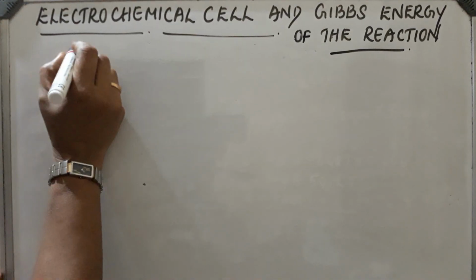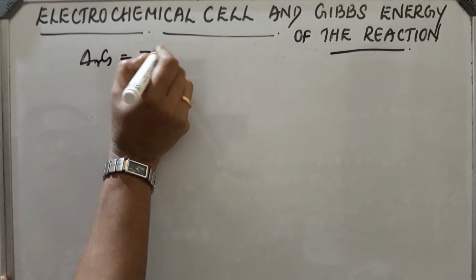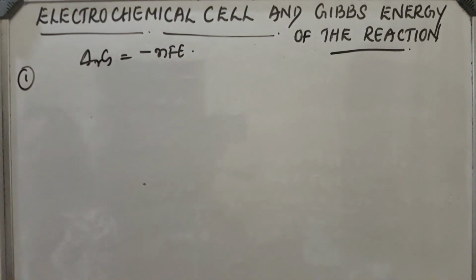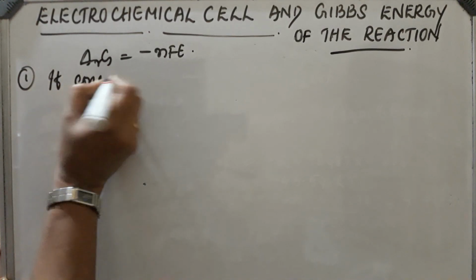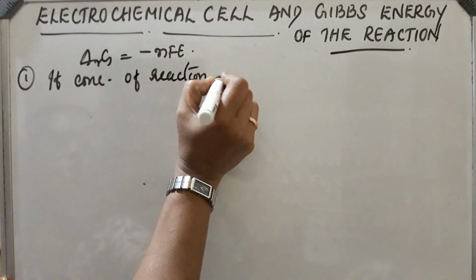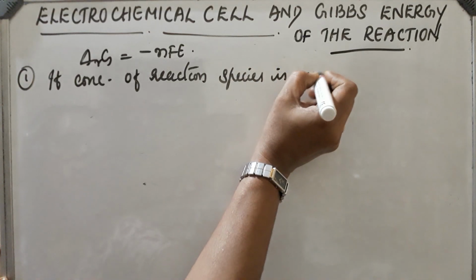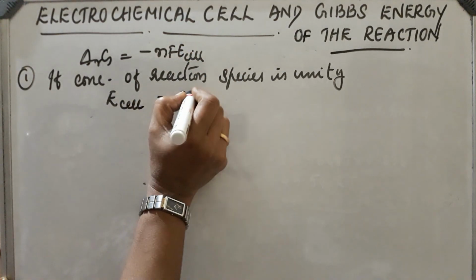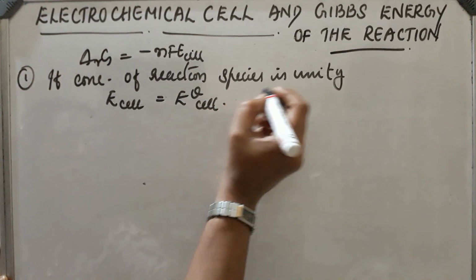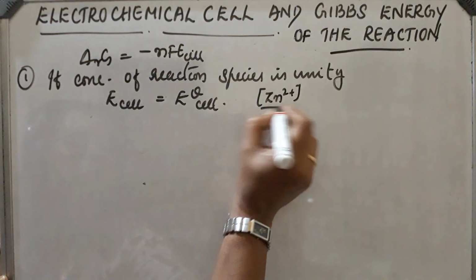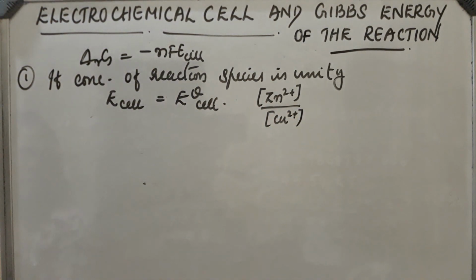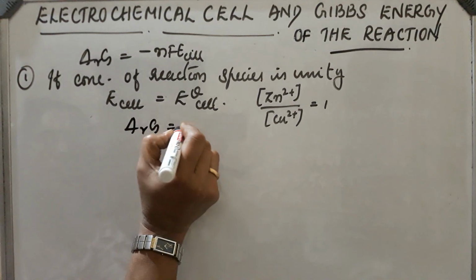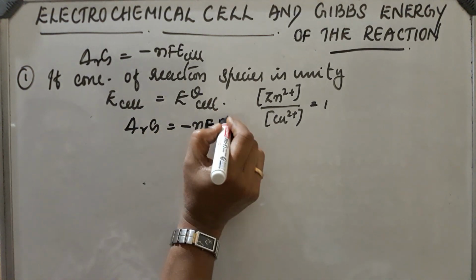Now, the relation is delta G of R is equal to minus nFE. First case: if the concentration of the reaction species is unity, then E of cell will be equal to E standard. That is, in a galvanic cell, the concentrations of Zn2+ and Cu2+, the reaction species, will be unity. So, E of cell will be equal to E standard of the cell. So, delta G we can write as minus nF E standard of the cell.